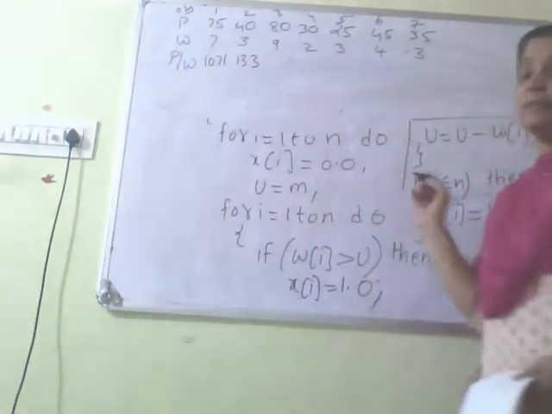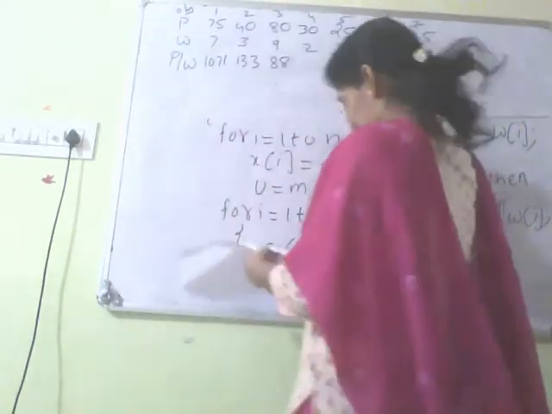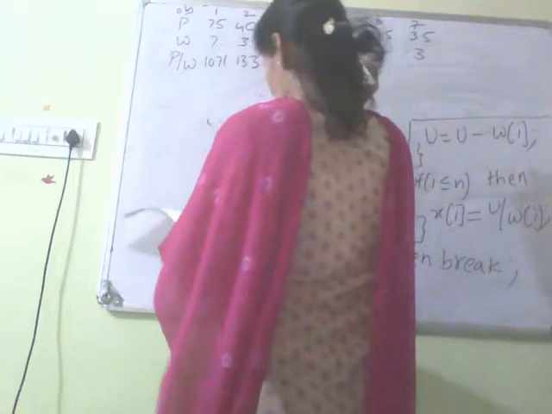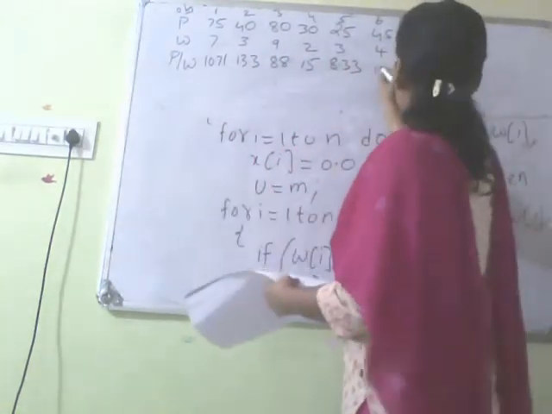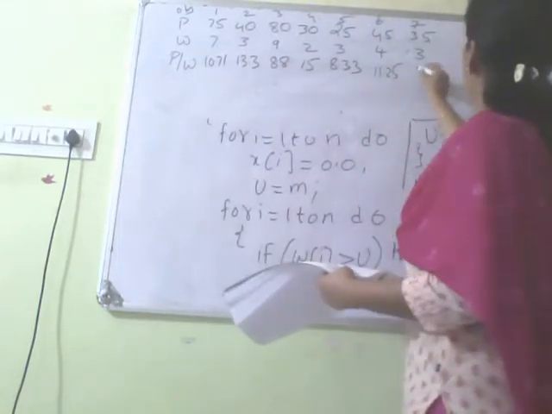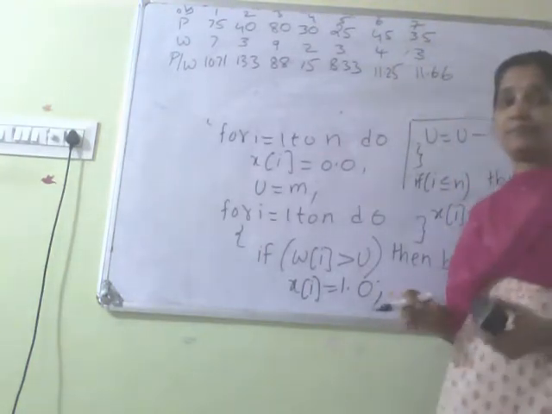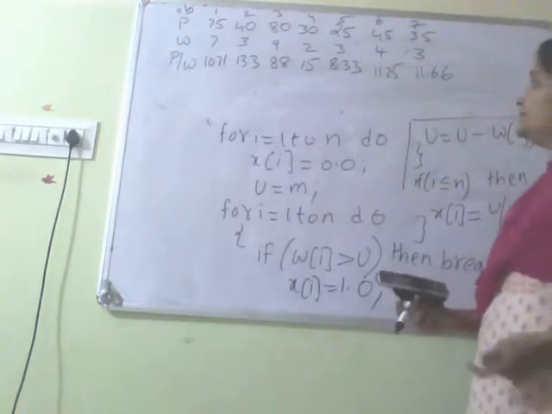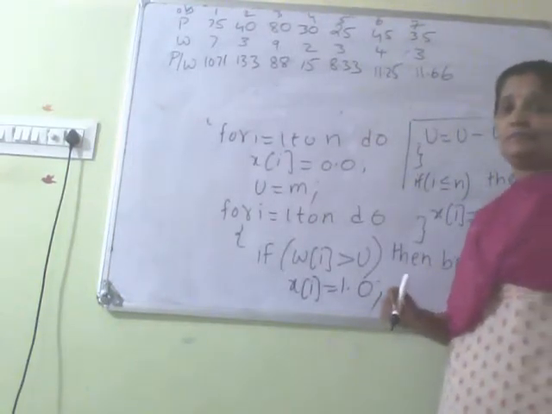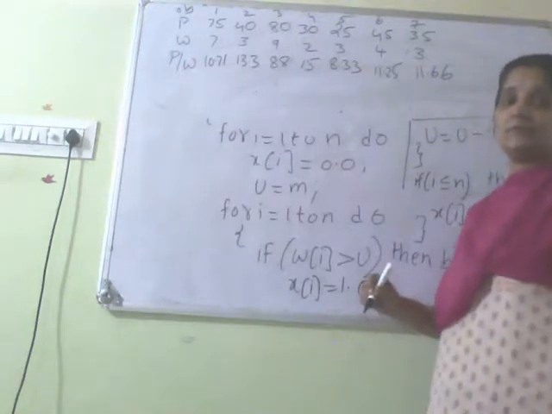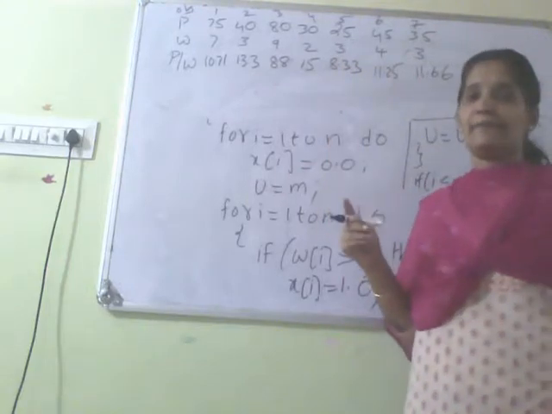13.3. 40 by 3 is 13.3. Next, 80 by 9, 8.8. 30 by 2, 15. 25 by 3, 8.33. 45 by 4, 11.25. 35 by 3, 11.66. So these are the profits per unit weight that we have.